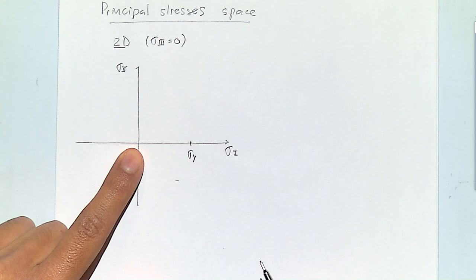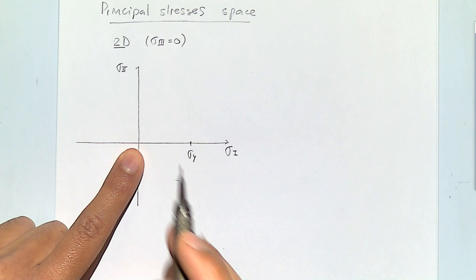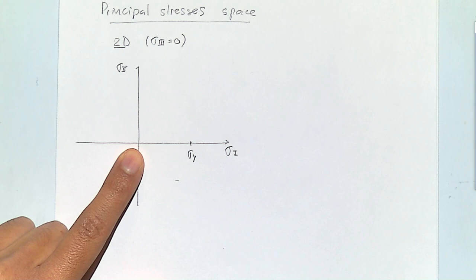Sigma 1 minus sigma 3. But sigma 3 is still equal to 0. So here we are comparing always the biggest with the smallest.